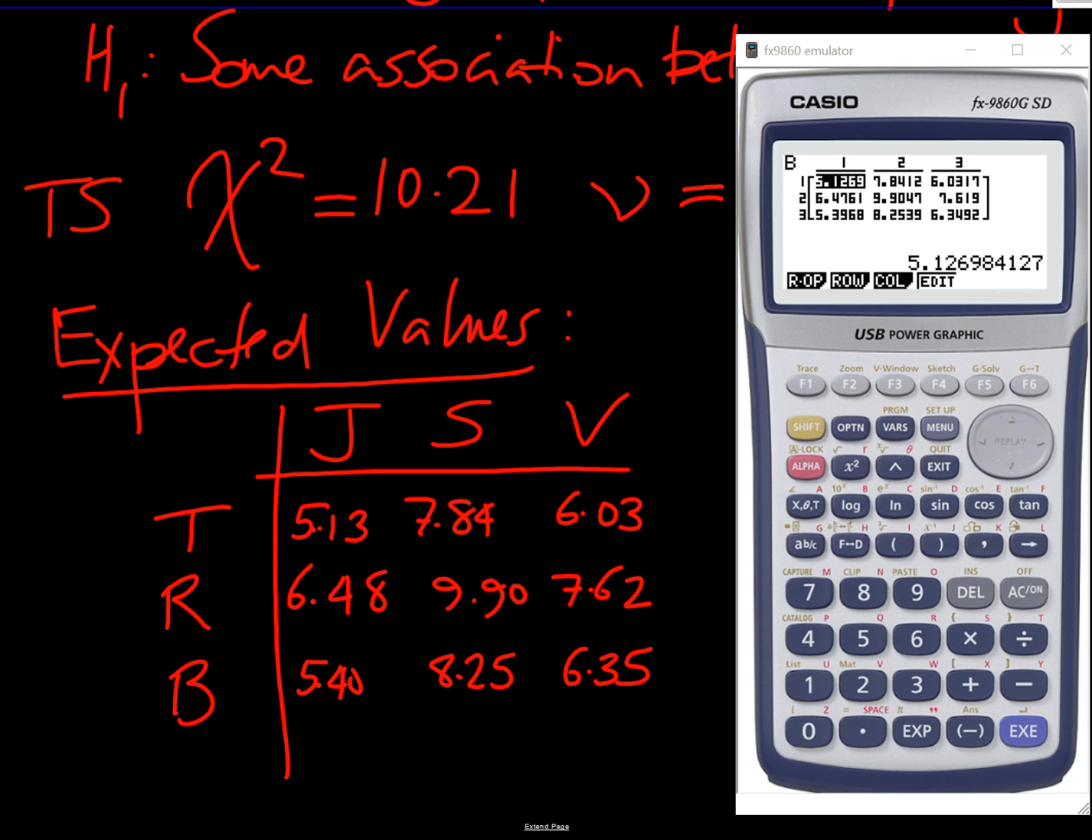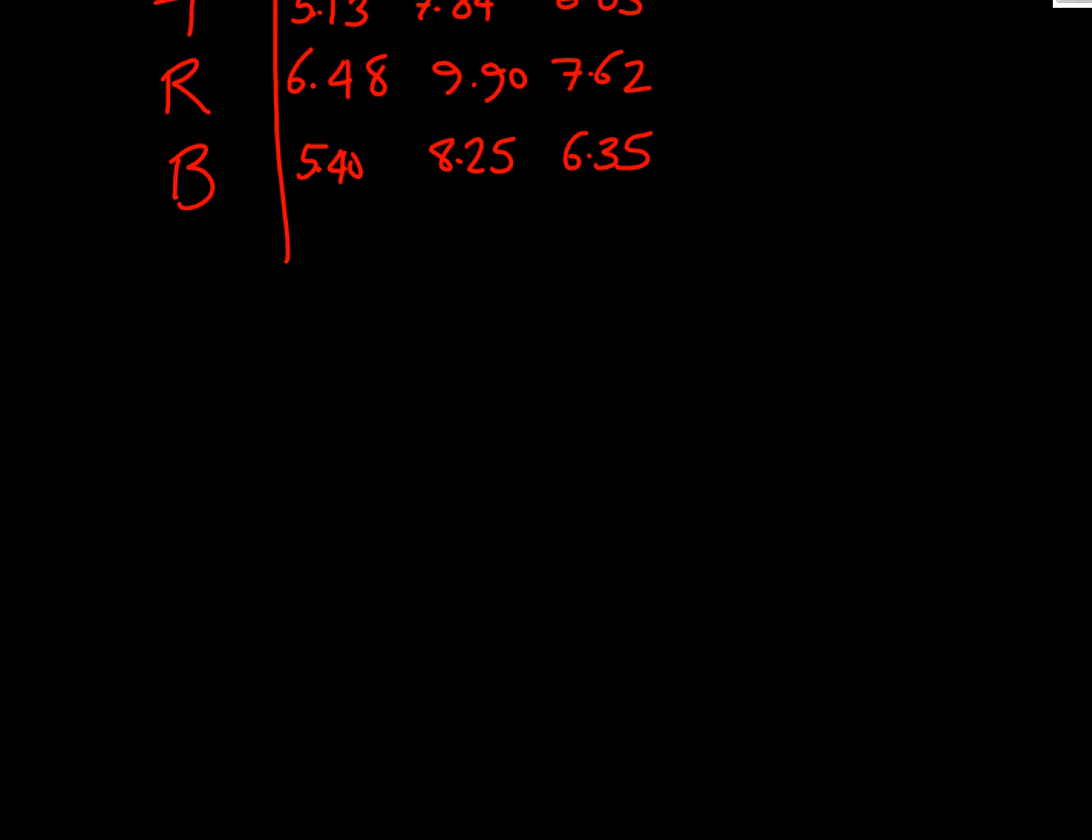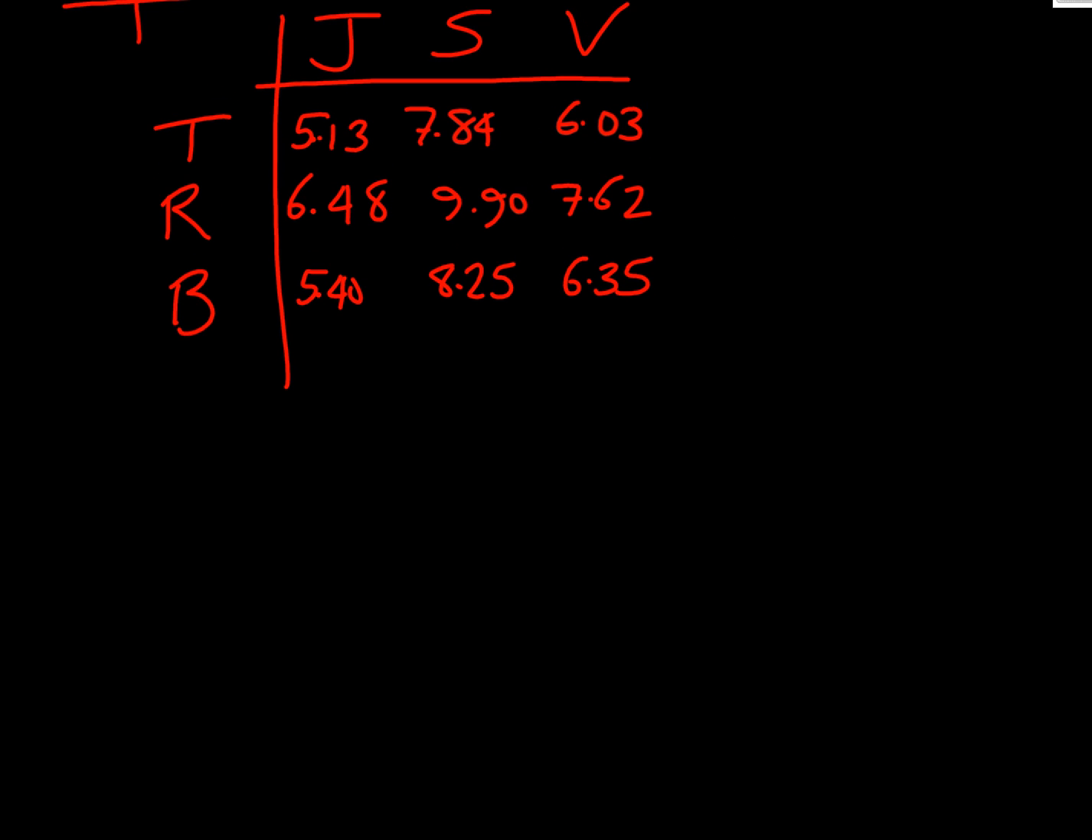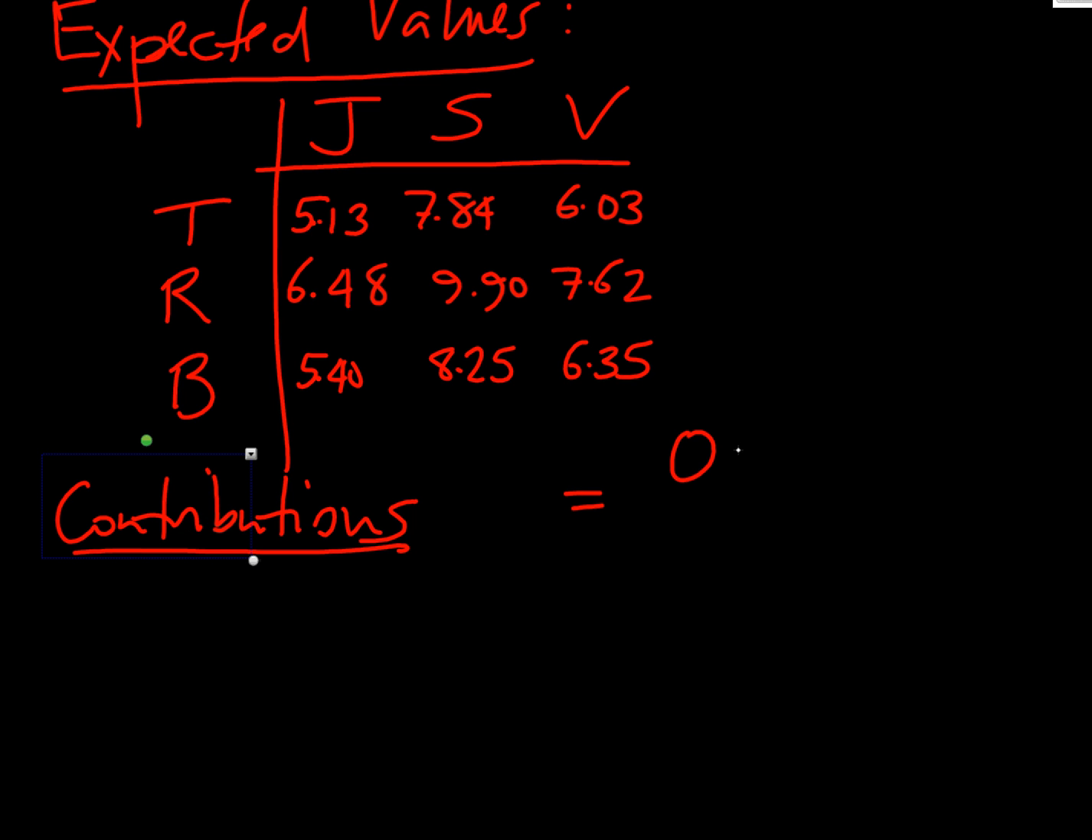Okay, what's the next step they're going to ask us to do? Well, they've asked us to just put in the contributions for each of these values. So let's get to work on that. I'm just going to get it to there. There's our contributions. Okay, so we're going to end up with another table, aren't we, with these contributions in. How do we calculate each contribution? Each contribution is the observed minus the expected, squared, over the expected.